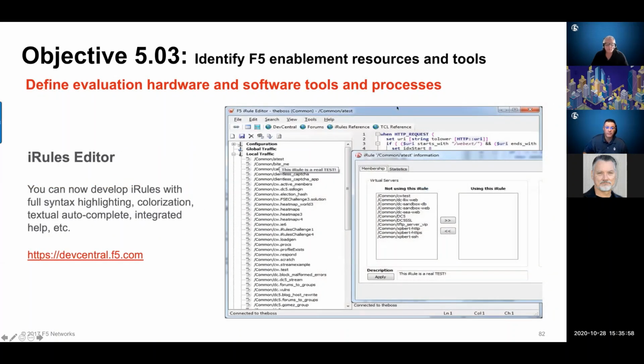iRules, we also have other tools from DevCentral that you can download, like the iRules Editor. If you're not familiar with the iRules language, the Tcl language, and you just want to do something quickly, you can build some of these iRules using this graphical user interface, and it builds the rules for you. Basic rules, but you can build upon that.